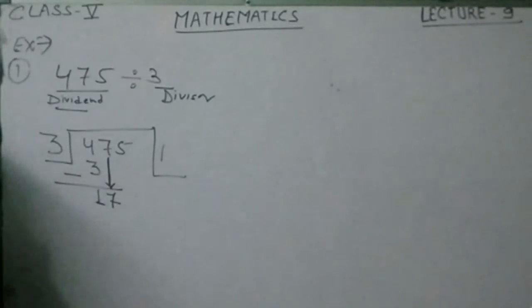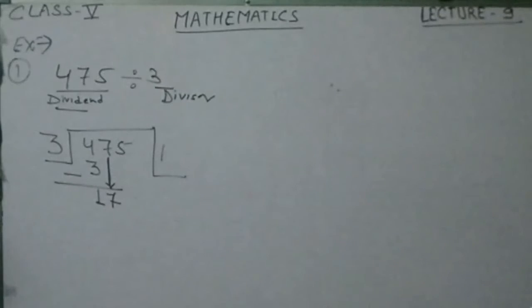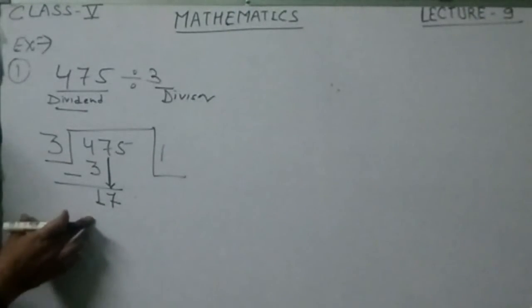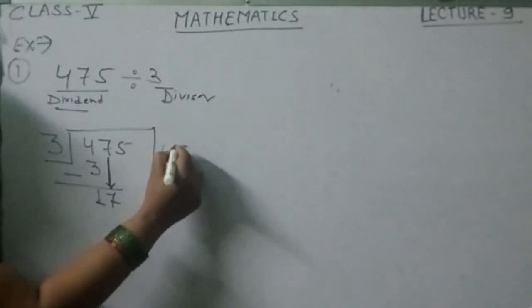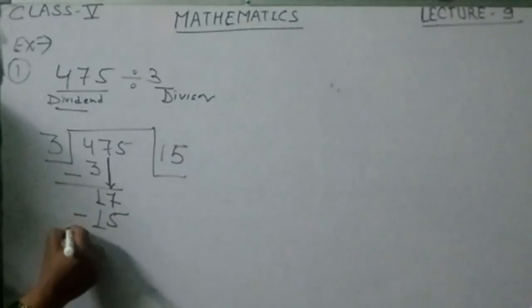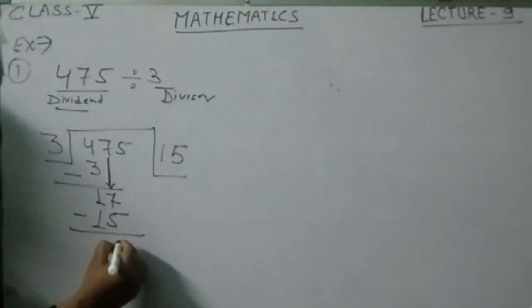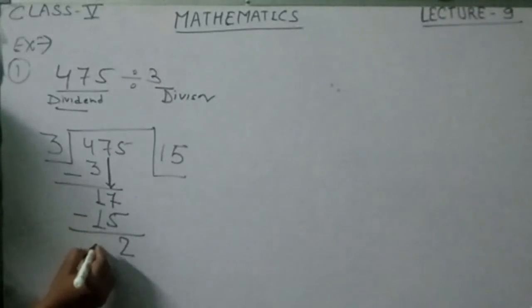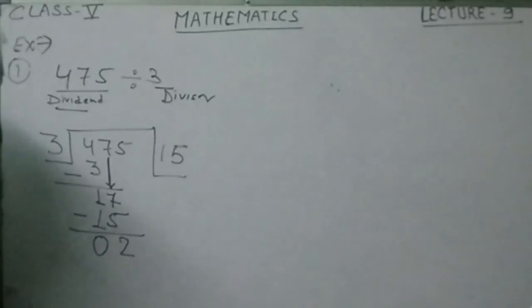We have to read the table of 3 and see where it is 17. We have to take the number less than 17 or equal to 17. 3 5s are 15 and 3 6s are 18. 3 6s are 18, that is greater than 17. So we will take the 5 times only. 3 5s are 15. See here 15. Put the sign minus. 7 minus 5, that is 2. 1 minus 1 is 0. Okay.